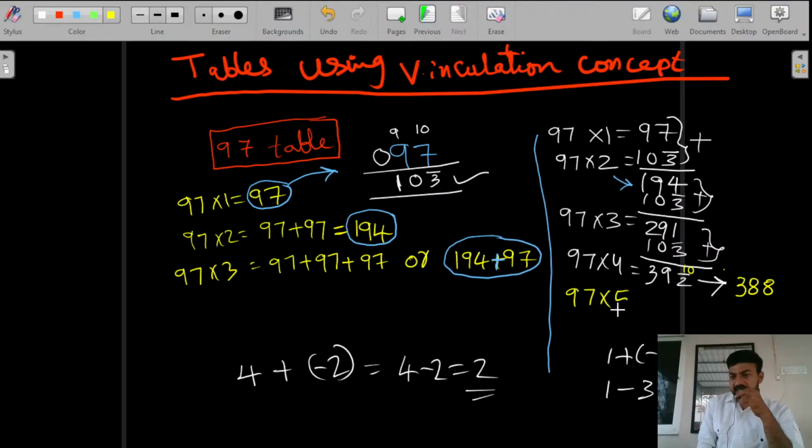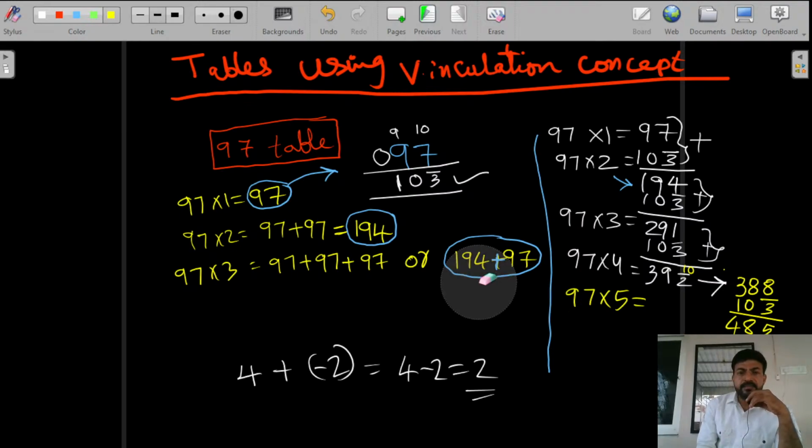97 fives are. Do it, everyone. You have to add 10 bar 3 to 388. This is very easy. 8 minus 3 is 5, 8 plus 0 is 8, 3 plus 1 is 4. Simple. Isn't it simple? Again add 10 bar 3. Every time you have to add 10 bar 3 instead of 97, because 10 bar 3 is the vinculated form of 97.